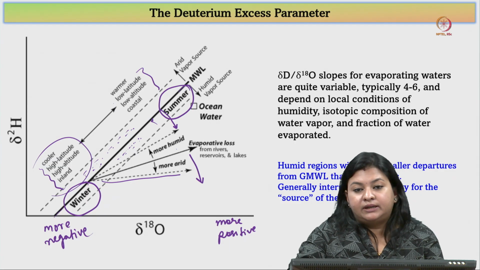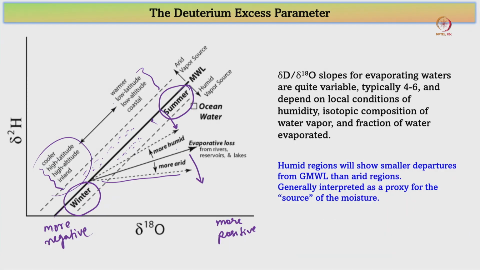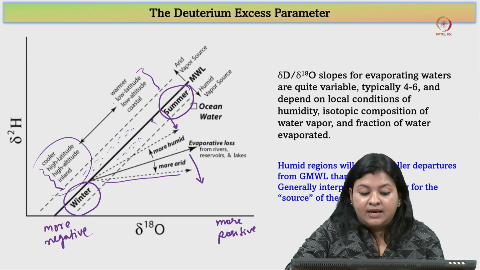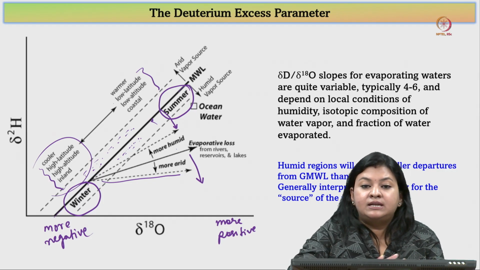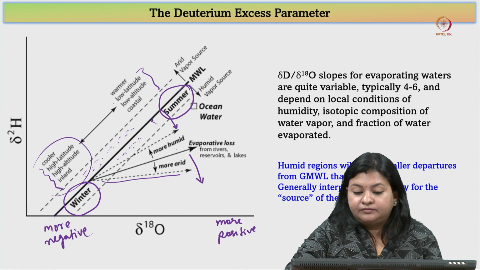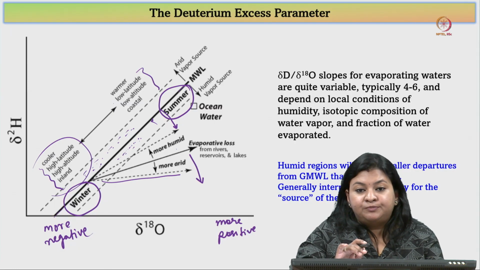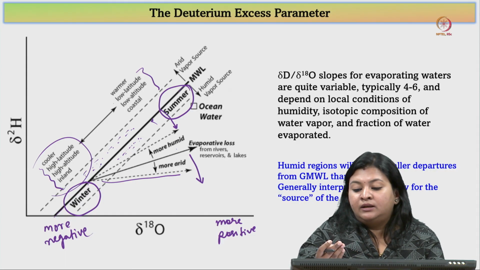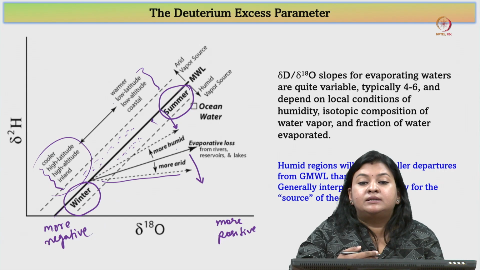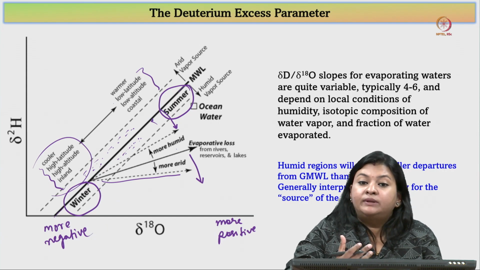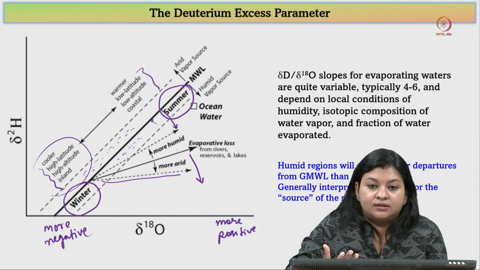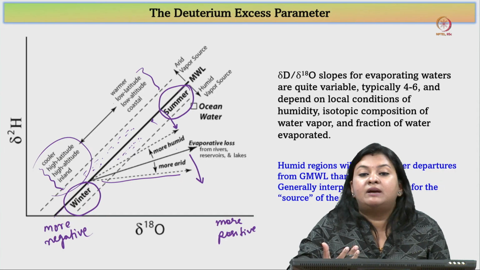So, when you plot your data, it is extremely important that you plot it with the global meteoric water line, with the local meteoric water line, with the vapor source data if you know it, and then see how the entire system is behaving. And this will give you enough information if you are looking into precipitation, whether those particular samples have undergone any evaporative losses, whether they are coming from a different vapor source, whether the vapor source is showing any changes, any temporal changes or any spatial changes.